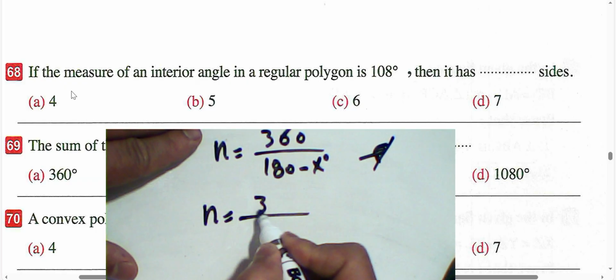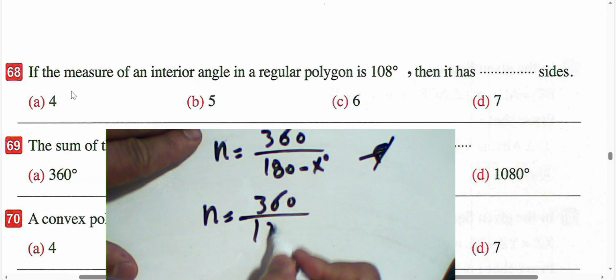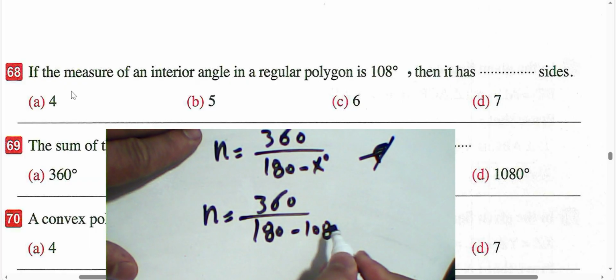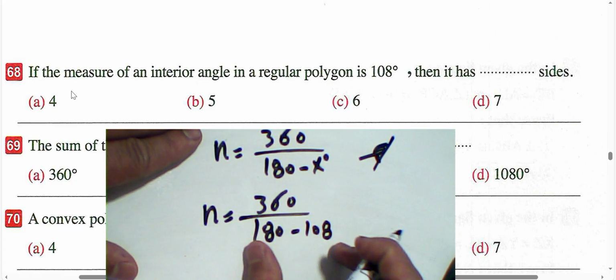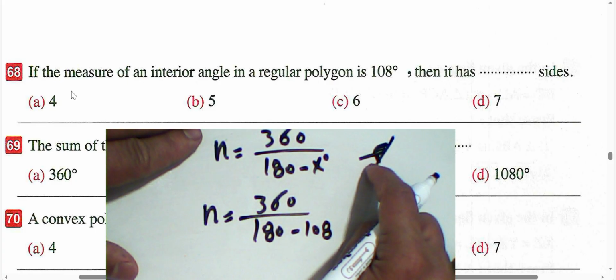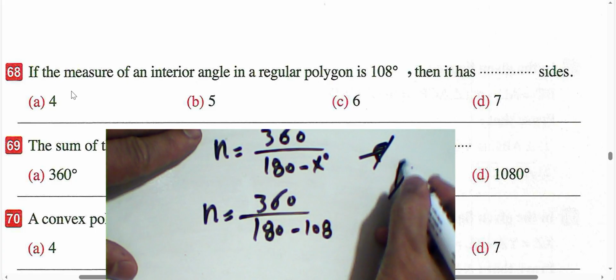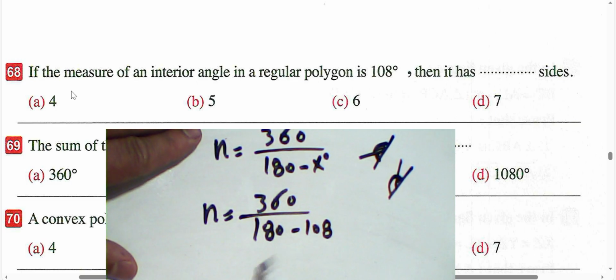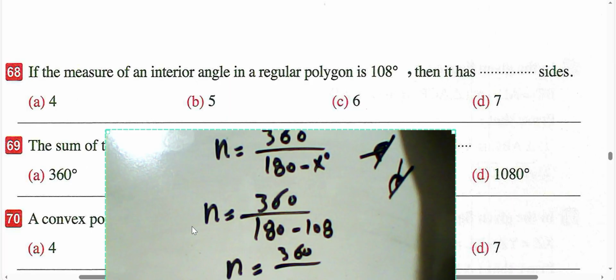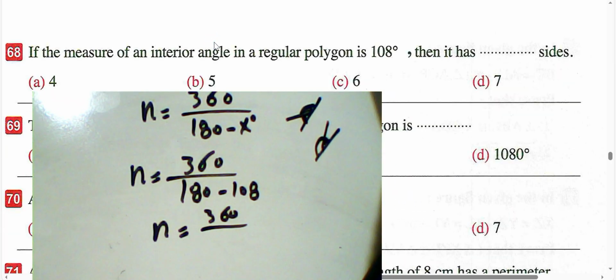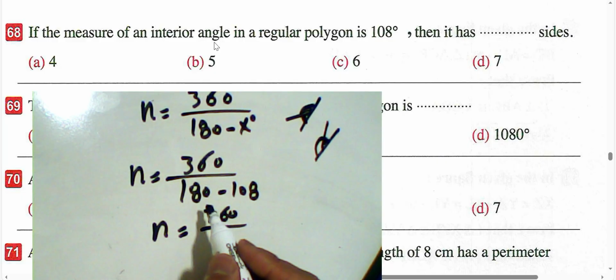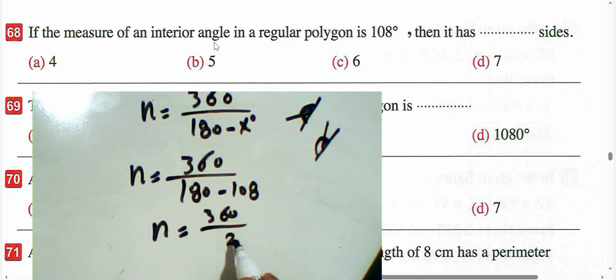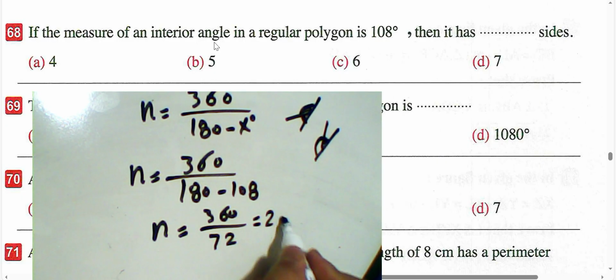How? We can write 360 on top and 180 here, subtract the measure of the interior angle. If you write 180 minus 108 like this, okay, it's the interior angle and here the exterior angle. The exterior angle will be 72. Then we can write 360 over the measure of the exterior angle here. 360 divided by 72 equals 20.